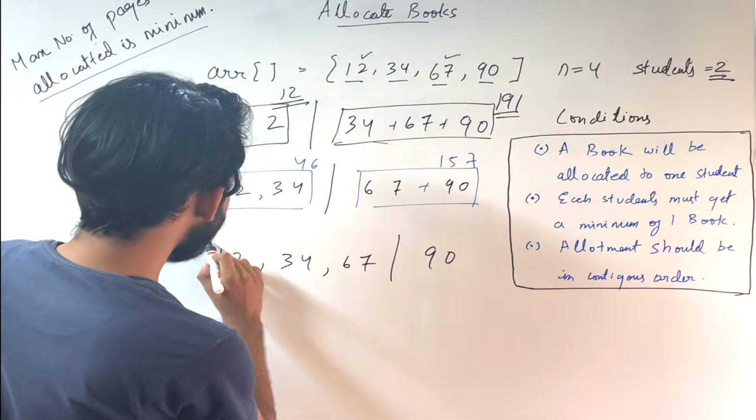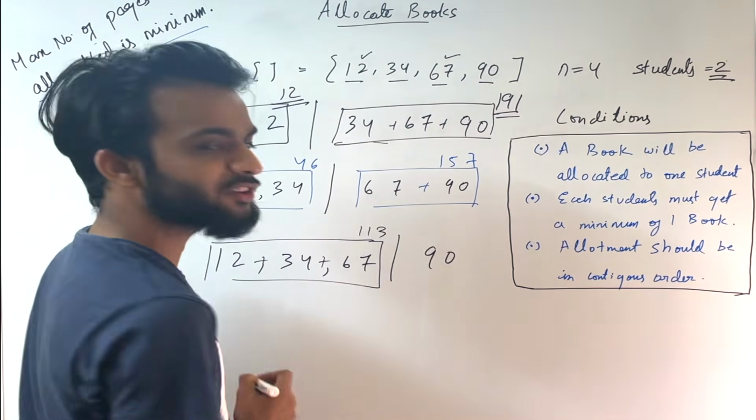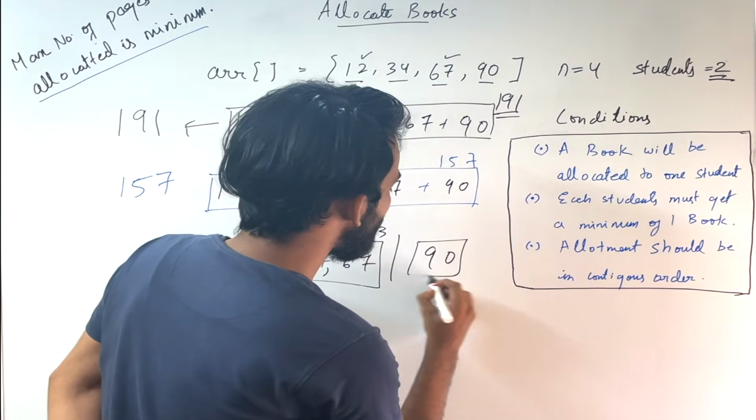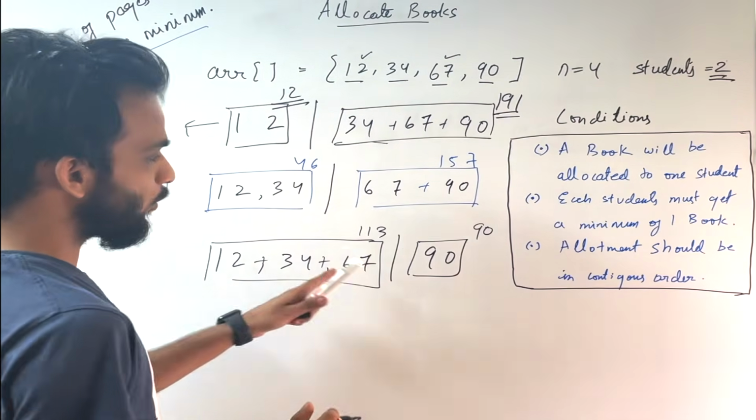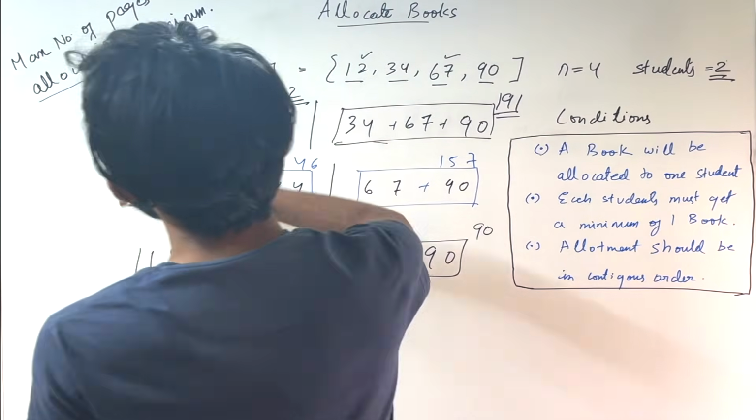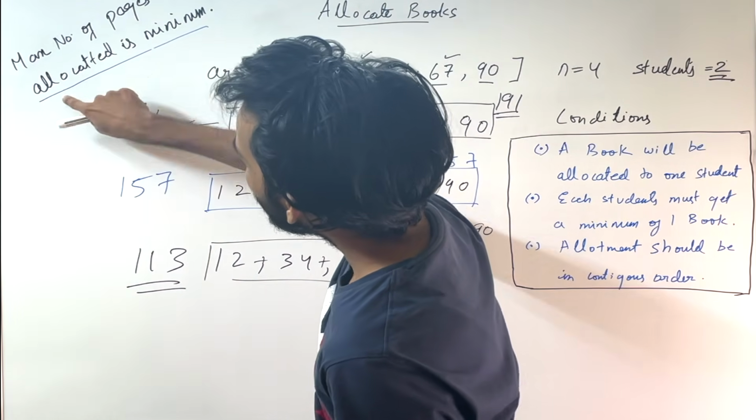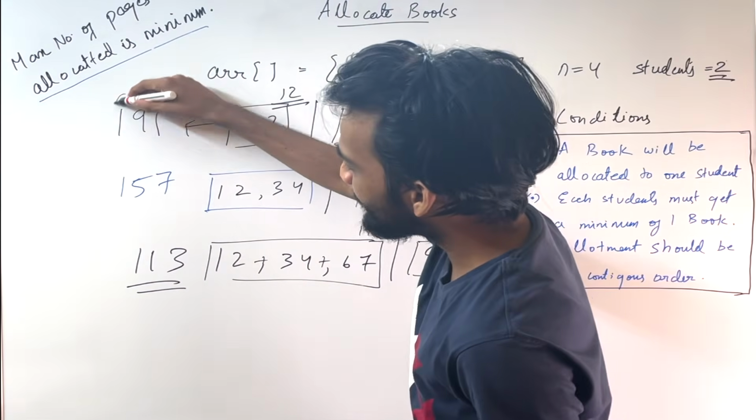If I check student 1's allocation and add this, I'll get 113. And student 2 has 90 pages as allocation. So what is the maximum among them? 113. Now the question stated the maximum number of pages allocated is minimum. Which of the conditions has maximum pages?